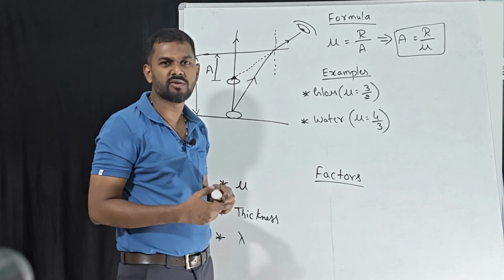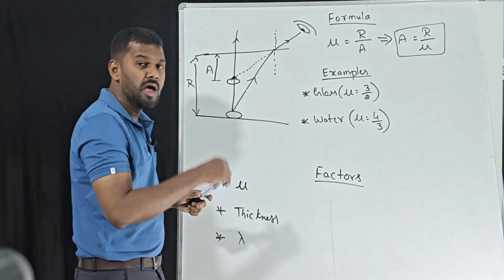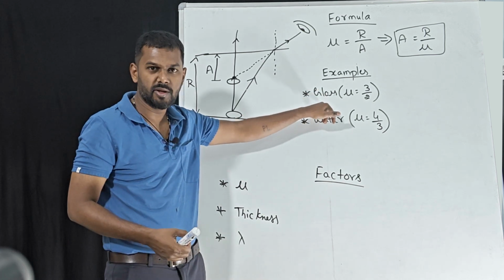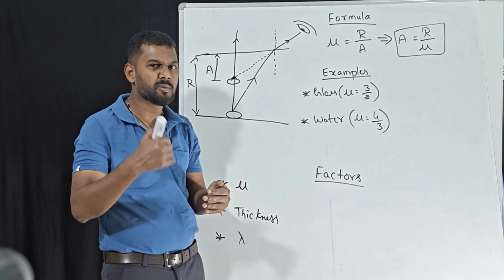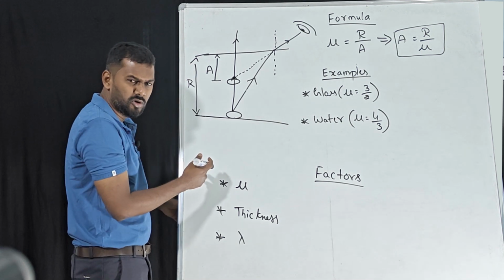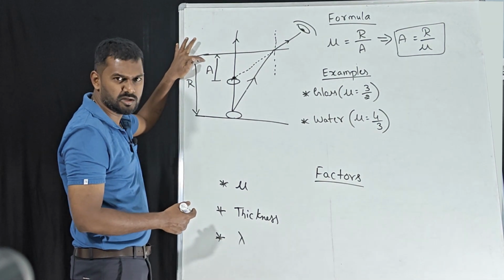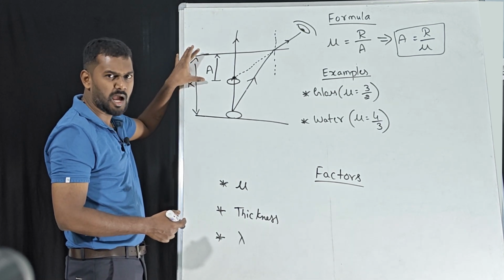The refractive index of the glass slab is 3 by 2, correct. Then the apparent depth of the glass slab will be 2/3. You're getting my point. If the refractive index of the glass slab is 3 by 2, then apparent depth, what do you mean by apparent depth? From the top surface till where we see the object, that distance is nothing but apparent depth.